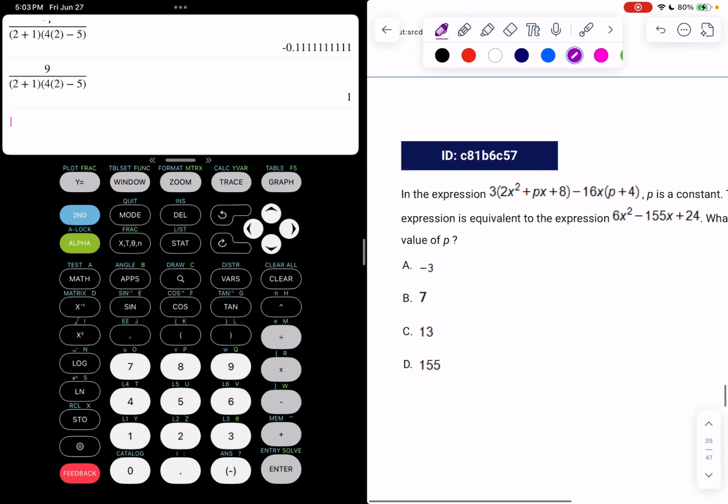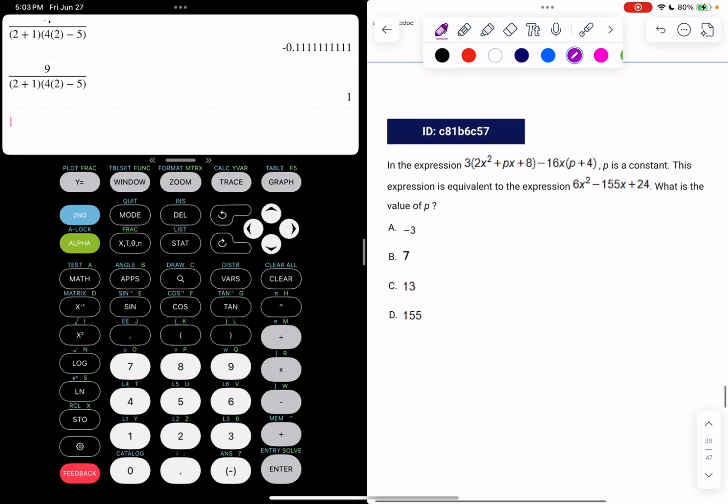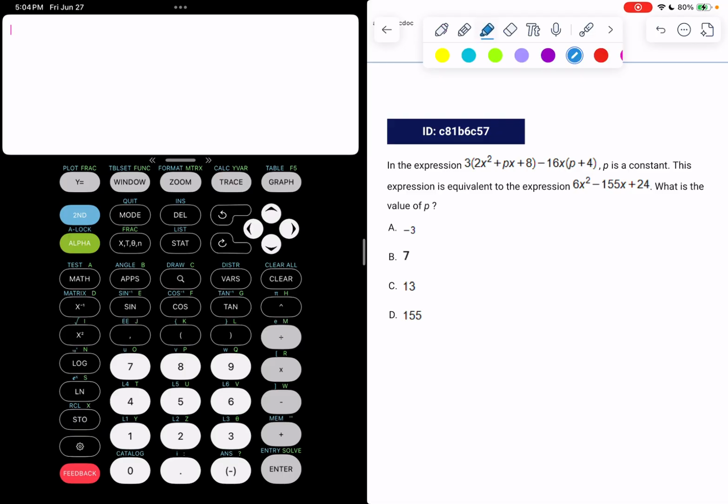All right, let's try this next guy here. This one's a little bit spicy. Let's see, it says, in the expression 3 times quantity 2x squared plus px plus 8 minus 16x times the quantity p plus 4, p is a constant. This expression is equivalent to the expression 6x squared minus 155x plus 24. What is the value of p?